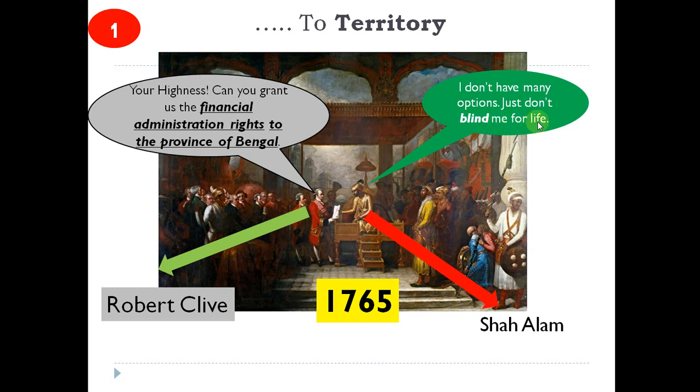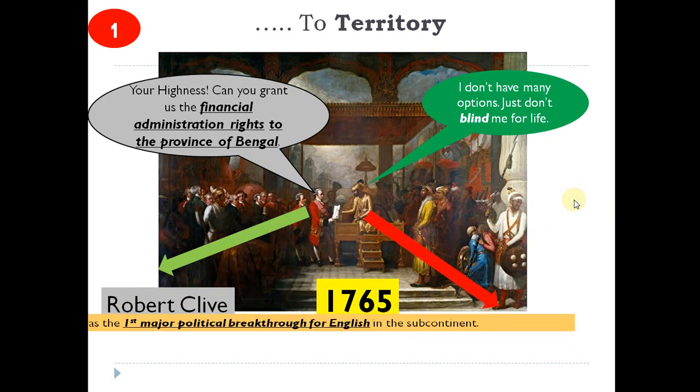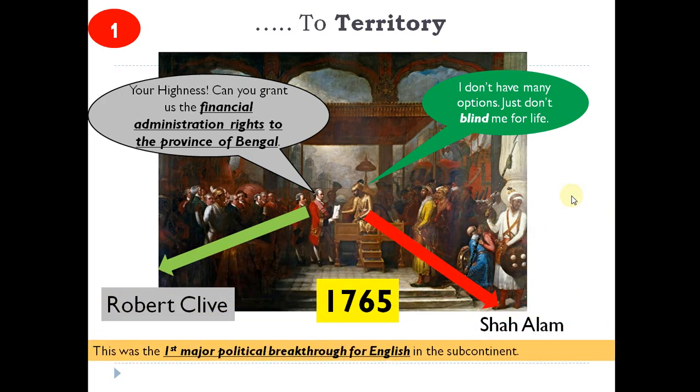Just don't blind me for life, which the English actually did. They wanted to blind this fellow and make sure that he never stands as a threat, and wanted to convey this message to other royalties across India that if you are our enemy, then you would have to suffer even if you negotiate with us. So this is considered the first major political breakthrough for the English in the subcontinent.